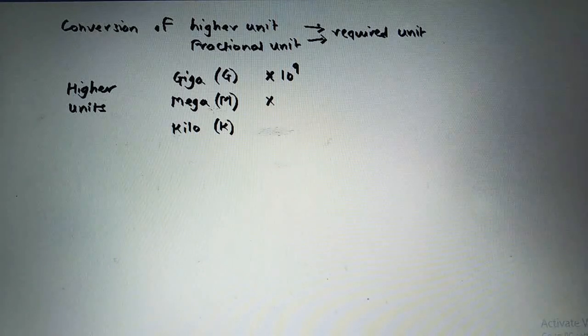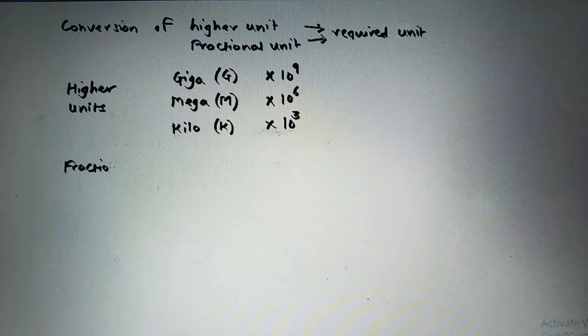Then if we have to convert mega, we multiply the required unit by 10 raised to 6. And if we have to convert kilo, we multiply the required unit by 10 raised to 3. So this is the technique to convert higher units into required units. Next we will see the conversion of fractional units into a required unit.